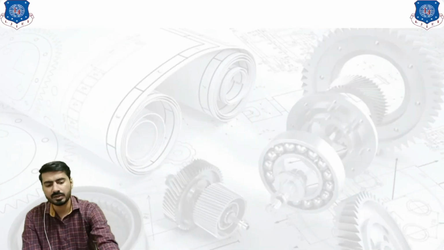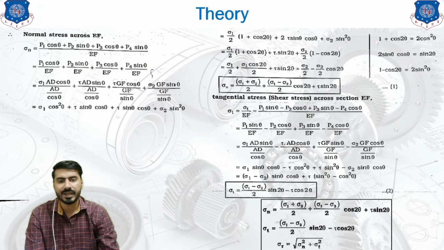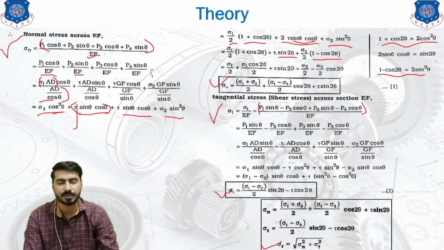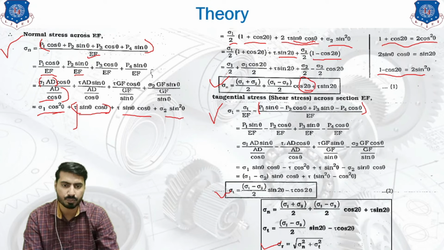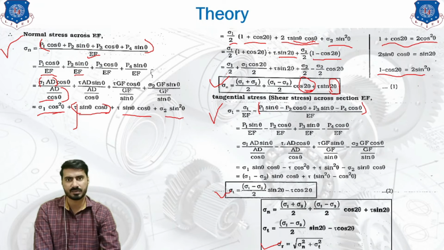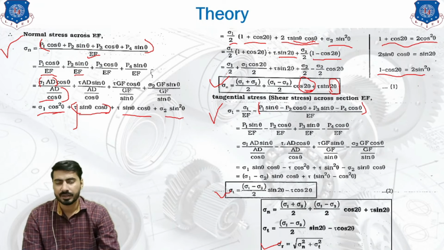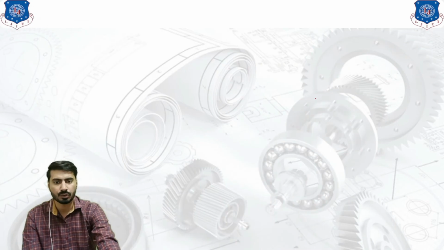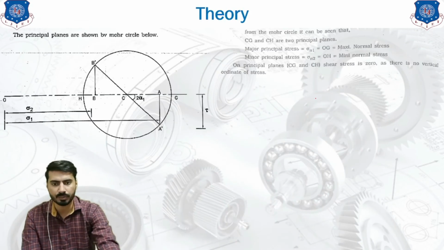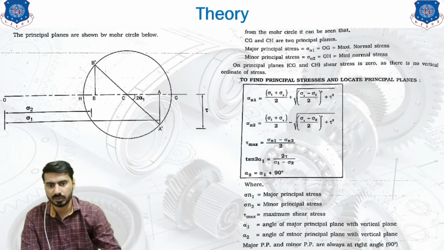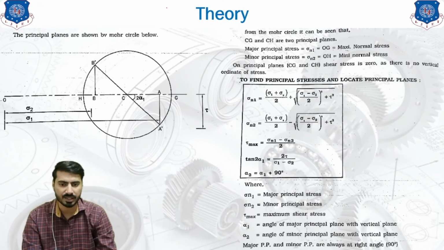Now what we will do, we are going to find out the location of the principal planes. Once we find out the principal plane location, instead of theta, we are going to put that particular angle of principal plane. And further, we will simplify this equation to find out the principal stress or the direct stress acting on that plane. We have already derived that particular formula using the Mohr circle, and this is the list of the formula that you need to understand for our example.